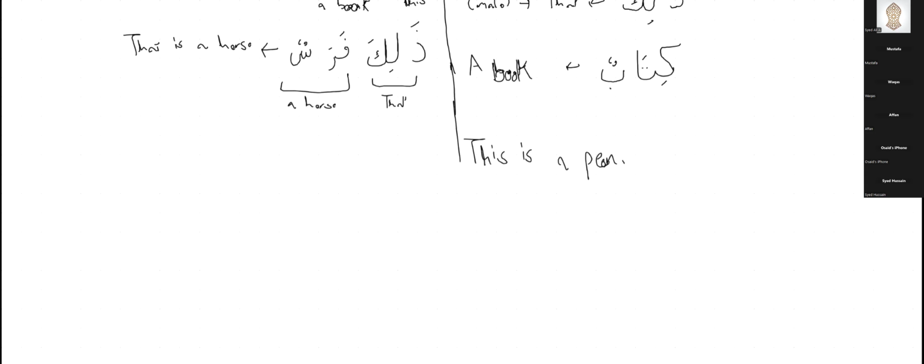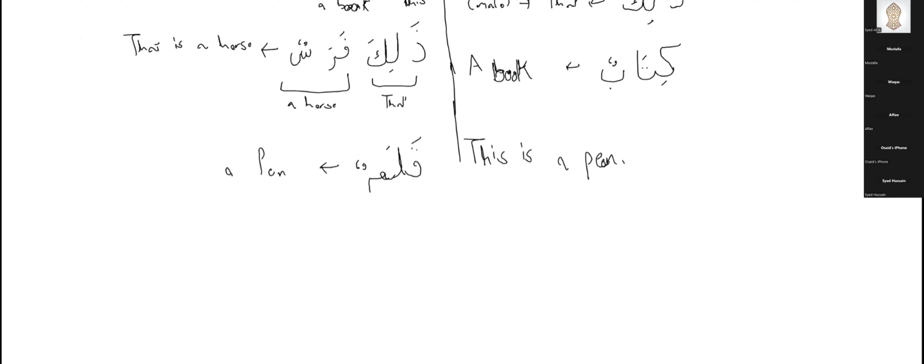So, qaf, lam, mim. Qa, la, mun. Right? And this is equal to a pen. A pen, right? So now that we know that hada is the word for this, and we know that the word pen would be qalamun. Can anybody tell me what would it look like if I decided to do this sentence in English into Arabic?